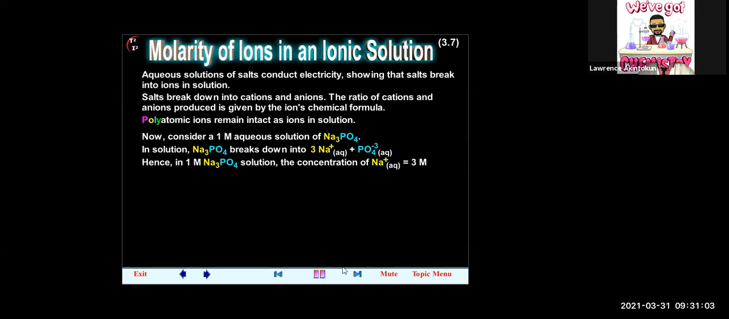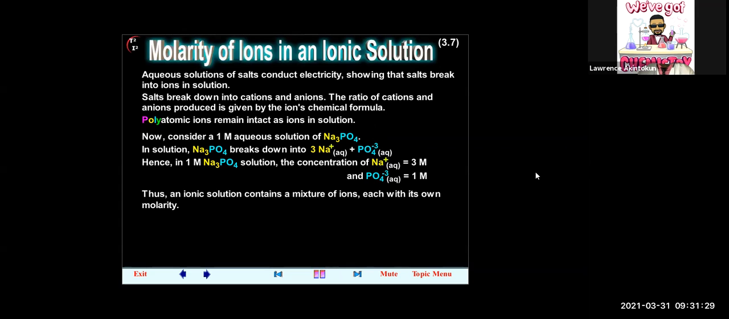Hence, in 1 molar Na3PO4 solution, the concentration of Na+ (aq) is 3 molar, and PO4^3- (aq) is equal to 1 molar. This is very important when you break down the ions. Number of moles determine the amount of concentration of that ions in the solution. Thus, an ionic solution contains a mixture of ions, each with its own molarity.